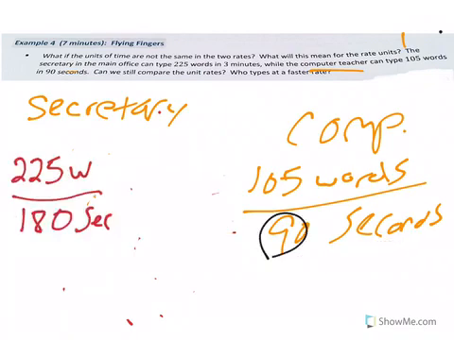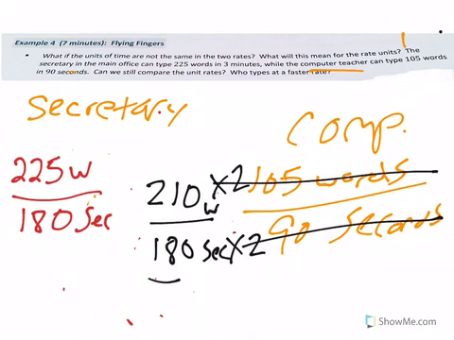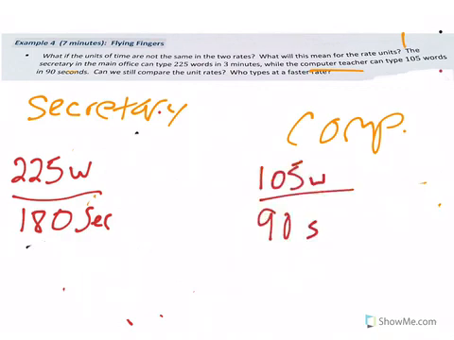What I hope you may be noticing, though, is 9 and 18, right, multiples. So I know that if I multiply both of these by 2, now I'm going to have something comparable. So that gives me 180 seconds here. 105 times 2 would give me 210 words. So in the same amount of time, 180, 180, the secretary types at a faster rate. She can type 15 words more in those 3 minutes than the computer teacher could type.